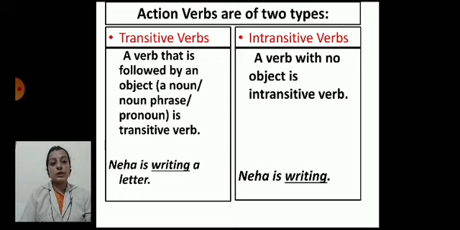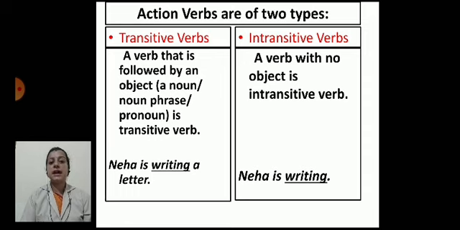If we look more closely at action verbs, we can say that action verbs are of two types. First is transitive verbs and second is intransitive verbs. So what are transitive verbs? A verb that is followed by an object, and that object can be a noun phrase or pronoun, is called a transitive verb. What is a transitive verb? A verb that is followed by an object.